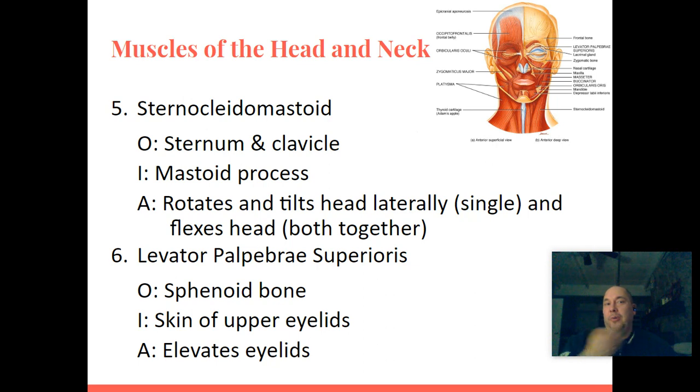by pulling the whole head closer towards the body's midline. If both sternocleidomastoid muscles contract at the same time, it makes you look down. So it pulls your head down, or what we call flexes the head.